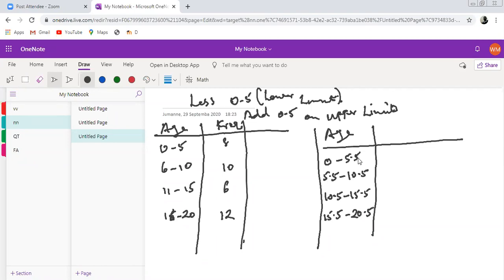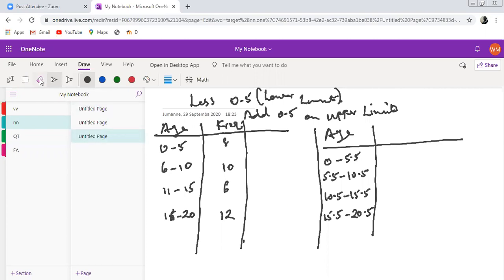This one is up to 5.5. This one begins from 5.5 to 10.5. This one begins from 10.5 to 15.5. You'll find that where this one ends, it is where this one starts. And your bar is going to be continuous in that particular case.